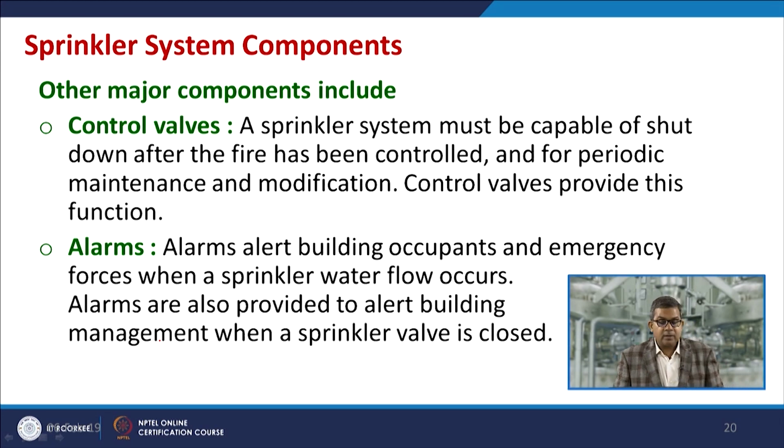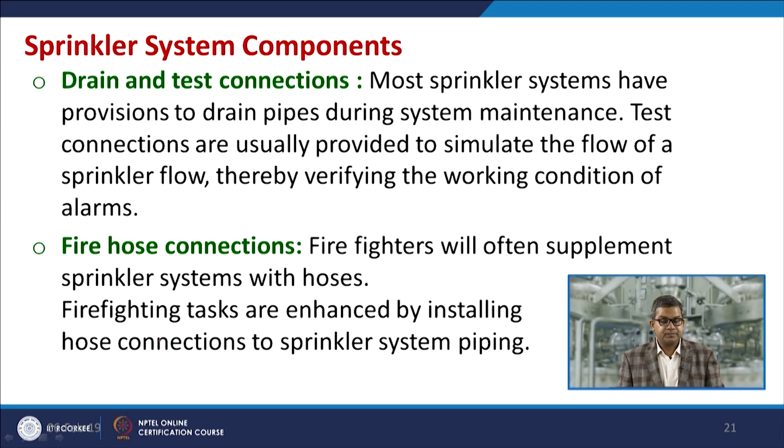The other major components include the control valves. The sprinkler system must be capable of shutting down after the fire has been controlled, and for periodic maintenance and modification. Control valves provide this function. Alarms usually alert building occupants and emergency forces when sprinkler water flow occurs. Alarms are also provided to alert building management when a sprinkler valve is closed.